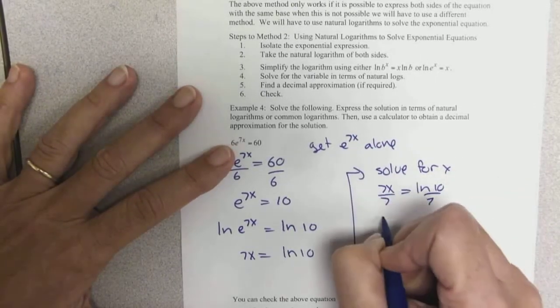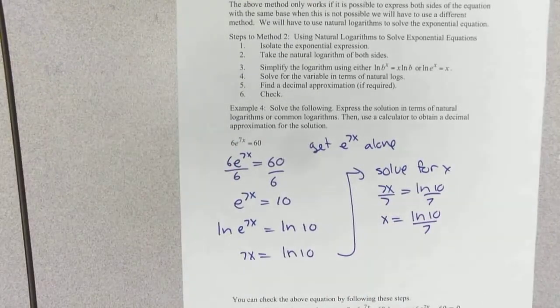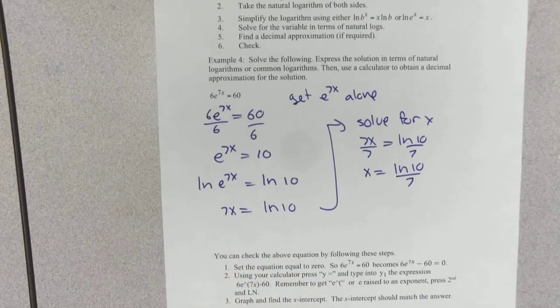So divide both sides by 7, and I get x equals natural log of 10 over 7. And that is the answer. And that bothers students. They don't want that to be the answer. They want the answer to be 12 or something like that.